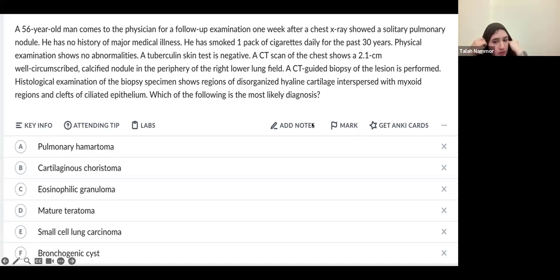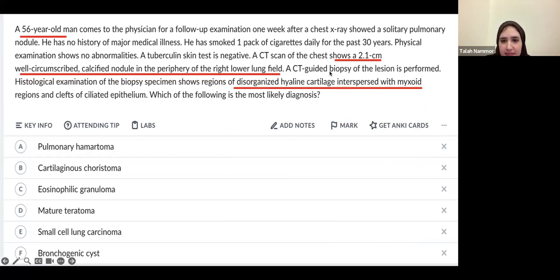Anyways, let's move on. A 56-year-old man comes to the physician for a follow-up examination 1 week after a chest x-ray showed a solitary pulmonary nodule. So he has a nodule. He has no major medical illnesses. He smoked 1 pack of cigarettes daily. Physical shows no abnormalities. A TB test is negative. CT shows a 2.1 centimeter well-circumscribed calcified nodule in the periphery of the right lower lung.